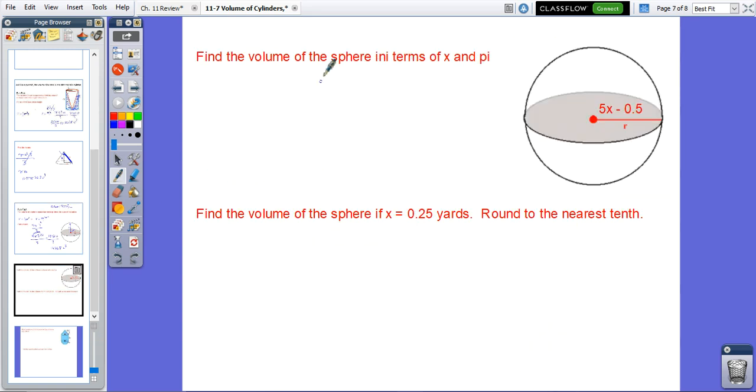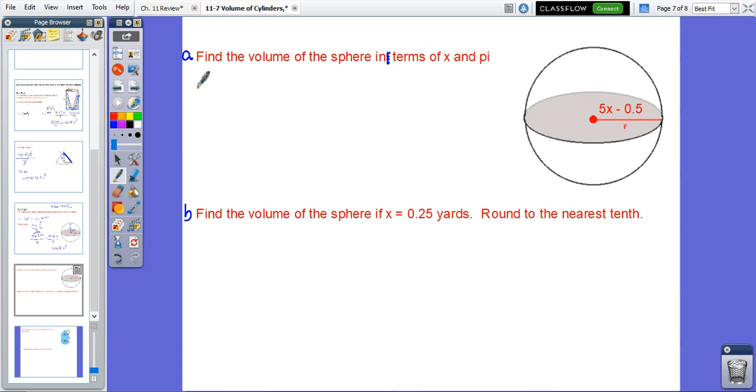Let's try this practice one right here. In your homework, it is going to give you an A part and a B part. With the A, it's going to want you to set up the formula in terms of x and pi. So you're going to leave the parts they give you as they are. You're going to just set up your equation.